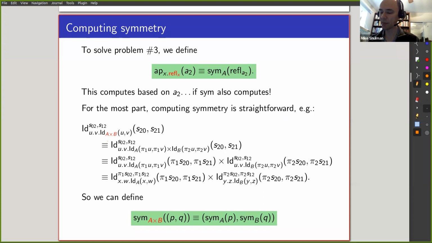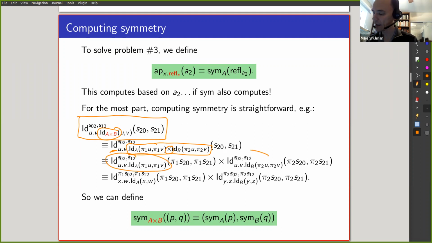Here's an example. Suppose I want to compute symmetry on a product type. What is a square in a product type? This here is the type of squares in a product type. Down here in the subscript, I have id of A cross B. By definition that is a product of ids, id A cross id B. Now I can use this computation rule again, and I get id A and id B. Here I did some munging of the dependencies so that I can see that it's literally just a square in A and a square in B. So symmetry in A cross B is just a pair of symmetry in A and symmetry in B. For the most part, computing symmetry is pretty straightforward.